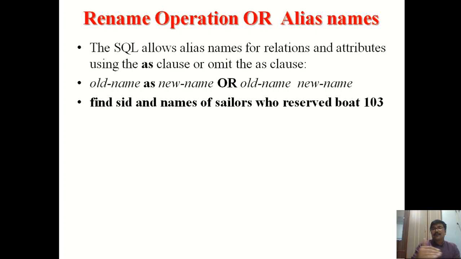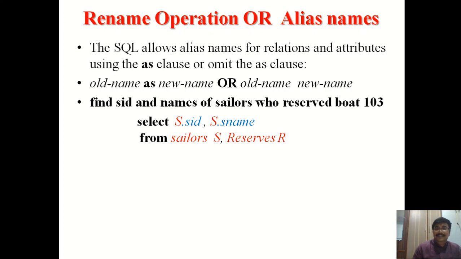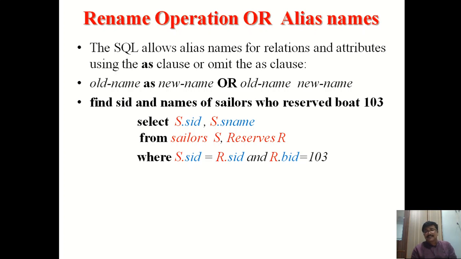So select followed by the select list, from followed by the from list, and then the where condition. So here in the select list we need to represent SID and SName, from Sailors, reserves. This Sailors can be renamed with S and reserves renamed with R, where S.SID is equal to R.SID. So this condition is used to get the details of which Sailors have reserved boat 103. So this is the requirement.